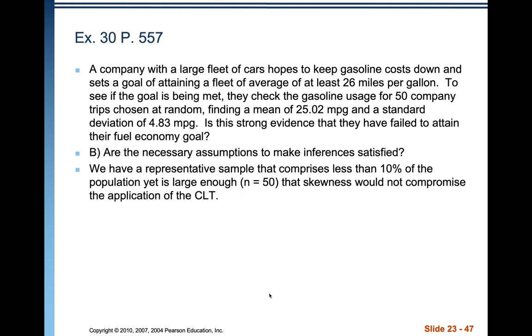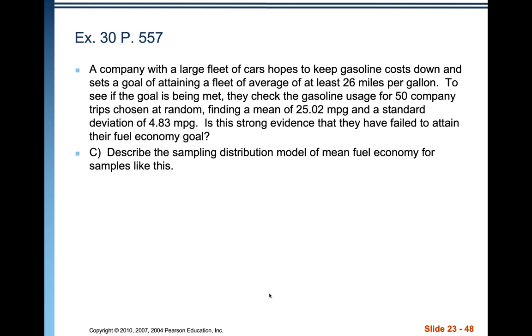So let's check assumptions. We have a representative sample. It does say that the trips were chosen at random. It comprises less than 10% of the population, and it's large enough, n equals 50, that skewness would not compromise the application of the CLT. So it's reasonable to assume that the sampling distribution will be nearly normal.